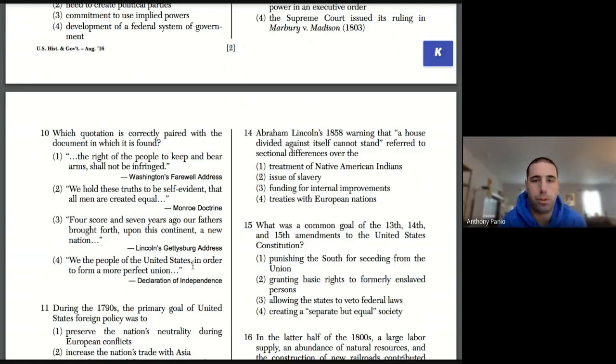The right of the people to keep and bear arms shall not be infringed. That would be Washington's farewell address. That is not correct. That is the Second Amendment, from the Bill of Rights or the Constitution. So you can eliminate 1.